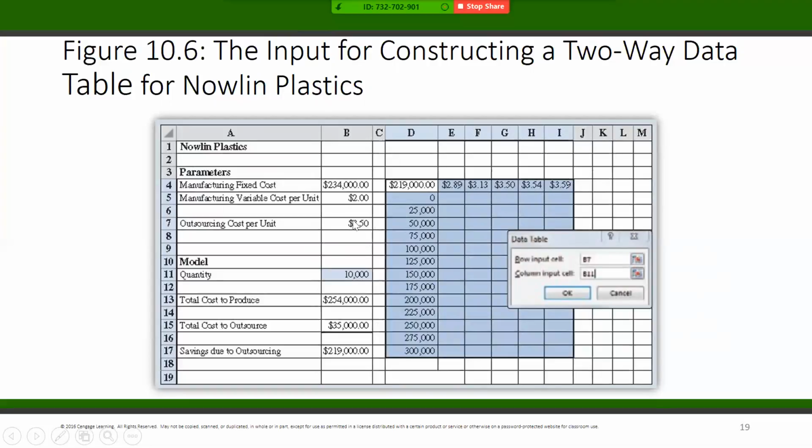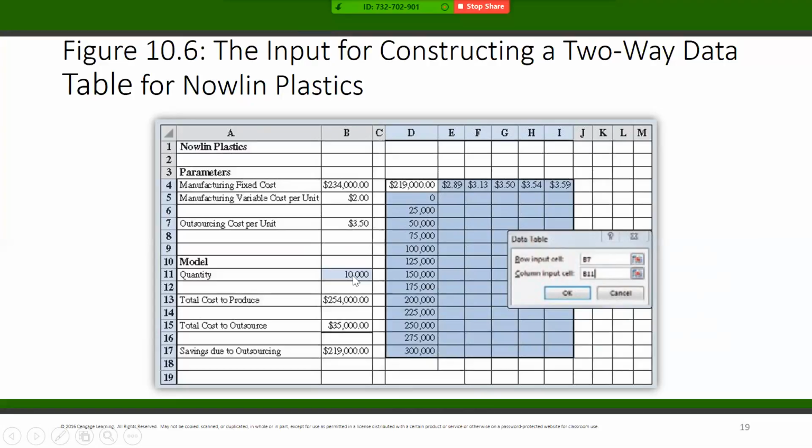This used to be the cost per unit, but now we've got 5 bids and we want to test those bids. So we've entered the various quantities in cells D5 through D17 that we want to use, and these correspond to the column input cell B11 in our current model. So whatever value that is here.